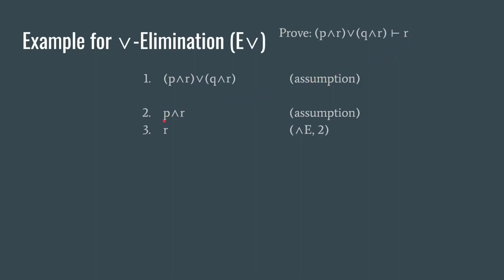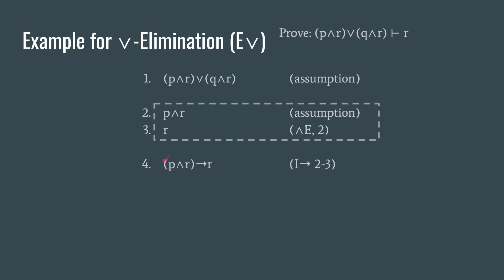So that's easy enough. Once we have P and R, we can use our AND elimination rule to produce R, right? If P and R is true, well then R is true. So that's simple enough. Now that allows us to use our arrow introduction rule. We've shown that if we assume P and R, R follows. So we have the very first arrow statement we needed. And remember, that's just what we were going after. We need to show each of the disjuncts leads to what we're trying to derive. So we've accomplished the first part of our task.